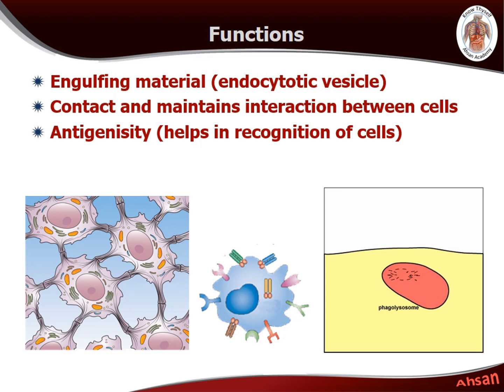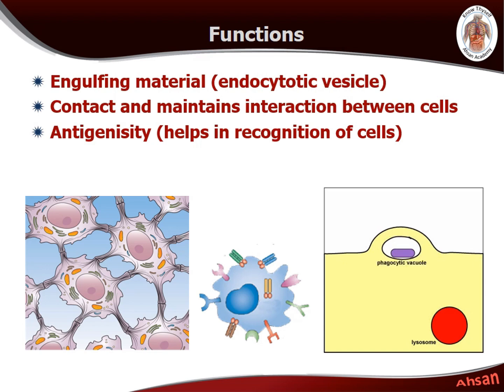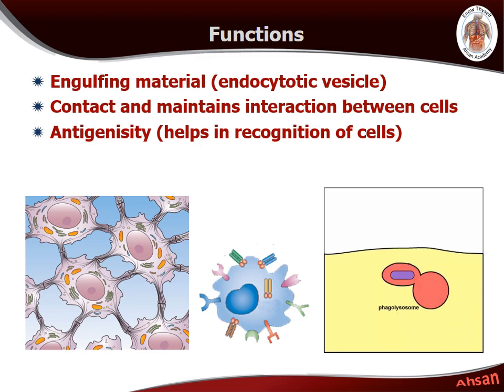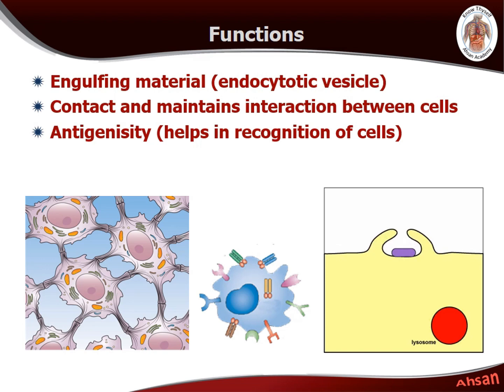Antigenicity is another function of the plasma membrane. We have seen that glycocalyx makes a patch, and that helps in identifying the cells. So this way the body identifies the cells and immunity against the cell will prevail. This is understanding the cell.